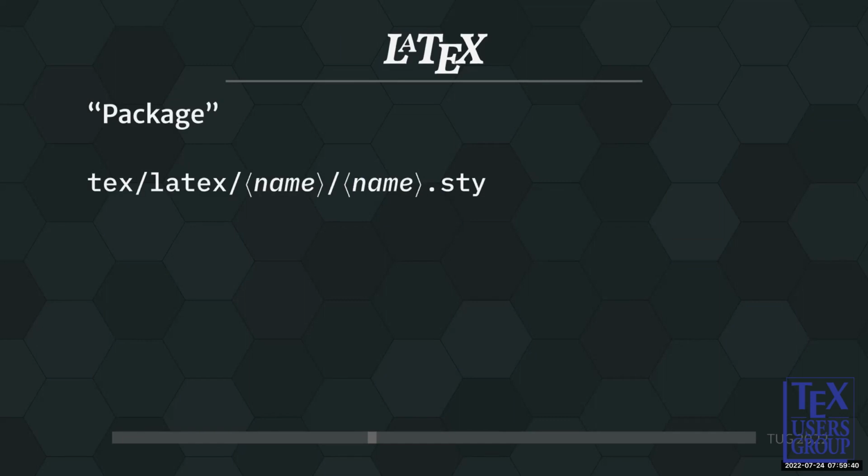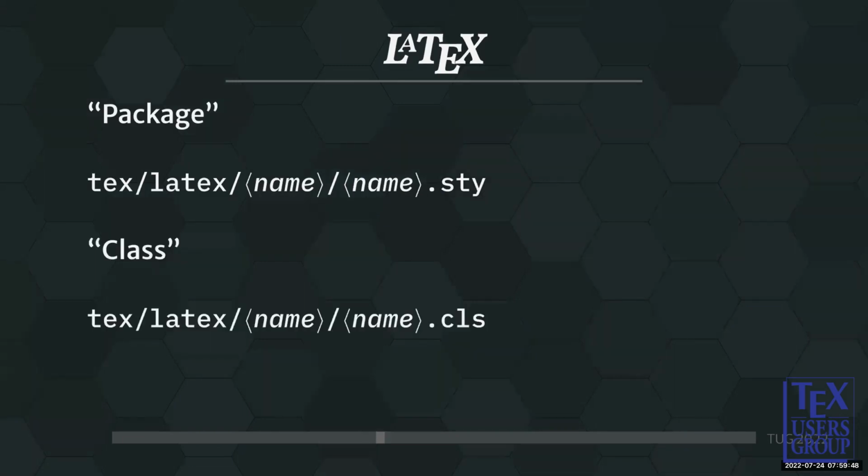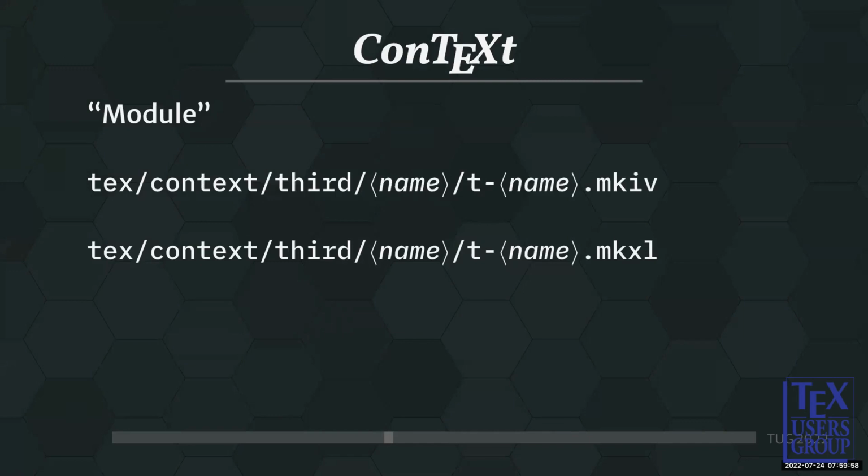Then back to LaTeX. These are packages. The .sty stands for style, and packages contain things that you can use across many document styles. The document styles are called classes, stored with the extension .cls, and they set the overall style of a document. ConTeXt has its packages called modules. Their path is a little more complicated. It's in the ConTeXt tree, but it's also stored in a subdirectory called third, for third-party modules, and the t- prefix is also for third. And ConTeXt has multiple different versions.